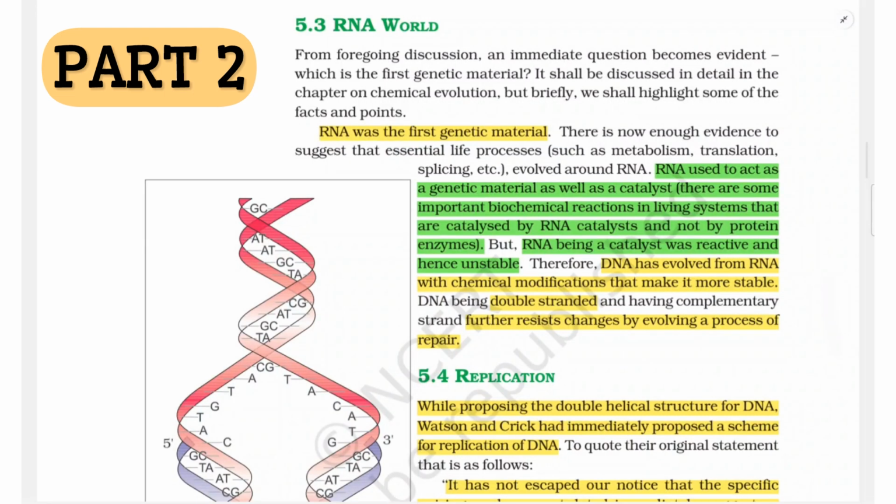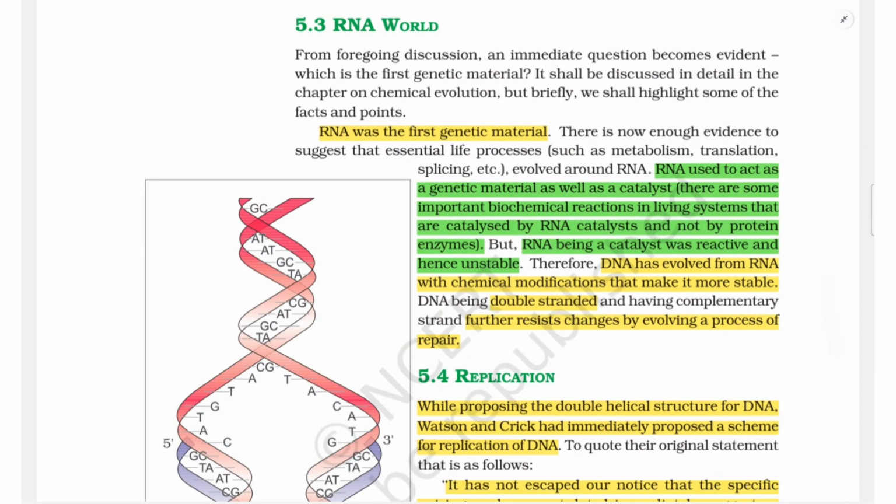5.3 RNA World. From the foregoing discussion, an immediate question becomes evident: which is the first genetic material? It shall be discussed in detail in the chapter on chemical evolution, but briefly we shall highlight some of the facts and points. RNA was the first genetic material. There is now enough evidence to suggest that essential life processes such as metabolism, translation, splicing, etc., evolved around RNA.